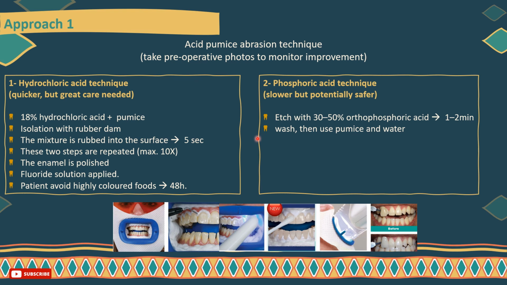Take care not to overheat the tooth. Wash, repeat etch and pumice stages twice, washing in between. Dry the tooth and apply topical fluoride solution. Avoid pigmented varnishes. This process can be repeated up to 2 times, but leave at least 6 weeks before each repeat to check for improvements.